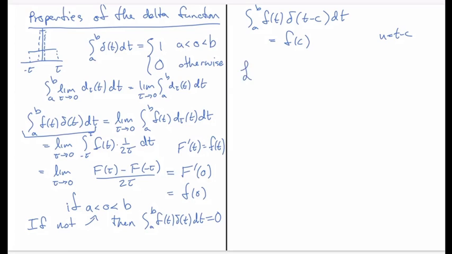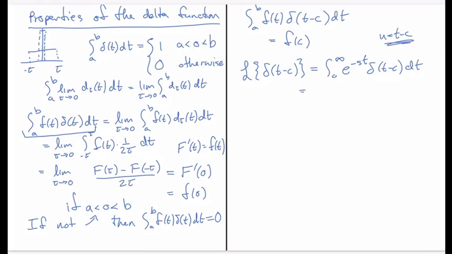So let's take the Laplace transform of the delta function evaluated at t minus c. By definition, that's the integral from 0 to infinity of e to the minus st times delta of t minus c dt. Now I can do a substitution and shift it, the same substitution that I suggested up here.